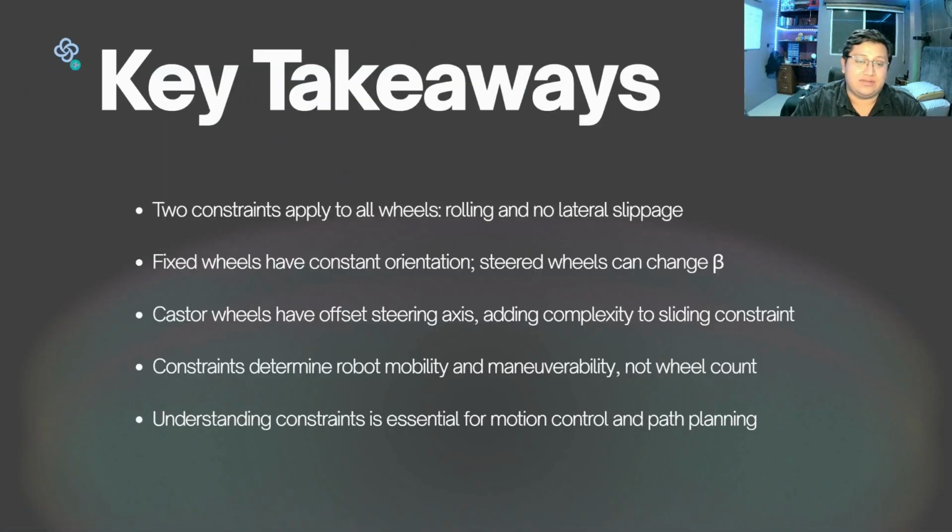Then we have some key takeaways. Two constraints apply to all wheels. Fixed wheels have constrained orientation. Caster wheels have an offset steering axis, adding complexity to the sliding constraint. Constraints determine robot mobility and maneuverability. And understanding constraints is essential for motion control and path planning.